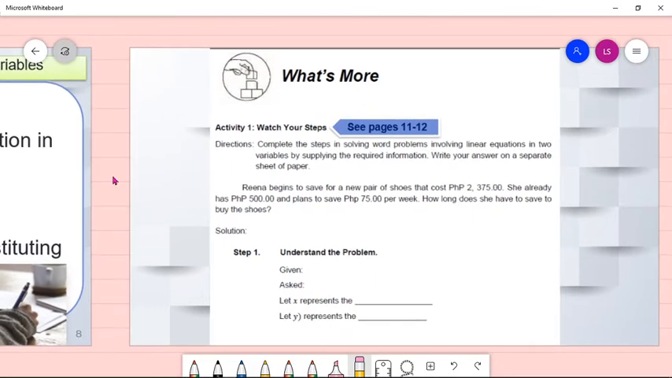So let's use, for example, Activity 1, Watch Your Step on page 11. So this is the What's More part. The direction is to complete the steps in solving word problems involving linear equations in two variables by supplying the required information. So here is the problem. Rina begins to save for a new pair of shoes that cost 2,375 pesos. She already has 500 pesos and plans to save 75 pesos per week. How long does she have to save to buy the shoes?